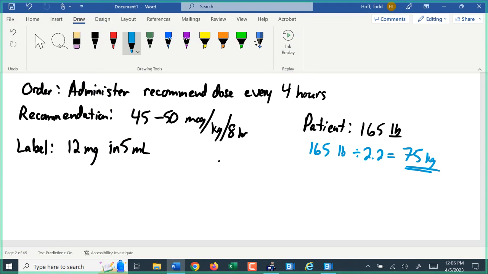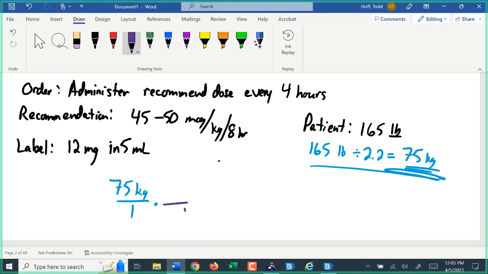Okay, you might not be totally done, but let's go ahead and take a look and see how you're doing with this one. So the first step is to convert the patient weight from 165 pounds into kilograms. 165 divided by 2.2 gives us 75 kilograms. So we'll start our calculation with 75 kilograms. Put that over 1 so that we can do our dimensional analysis.